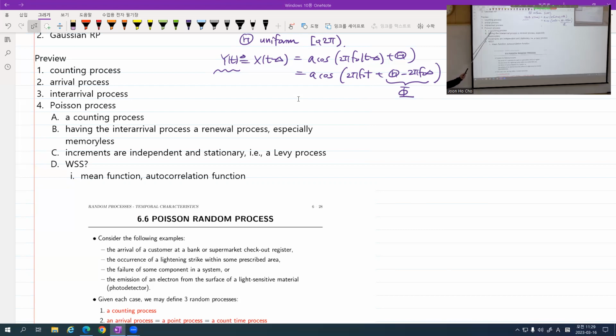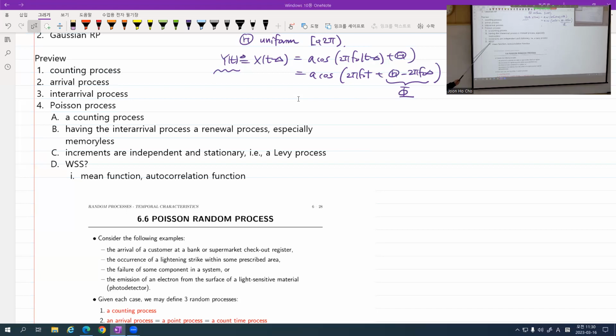It is a continuous time Poisson counting process, and it has a very interesting property. Its inter-arrival process is so-called memoryless. The inter-arrival process consists of IID random variables, especially exponential random variables, so it has the memoryless property. And also, this Poisson process, as a continuous time random process, has increments that are independent and stationary. So it's a Levy process. We are going to cover it.